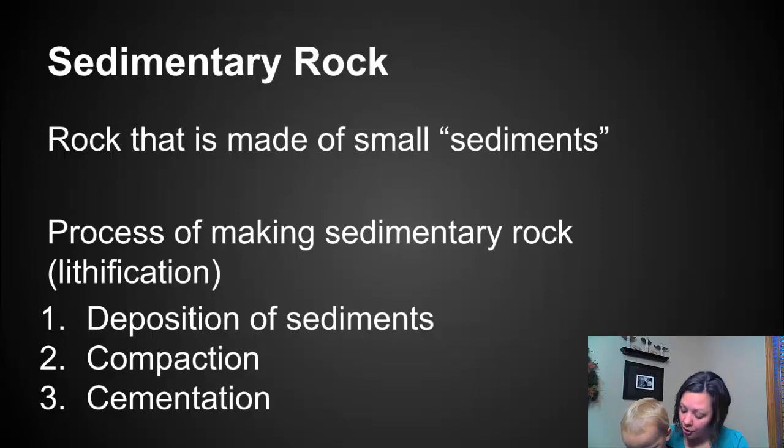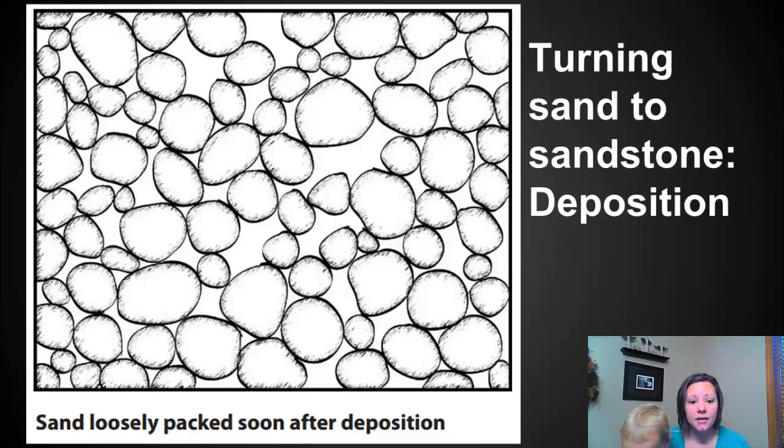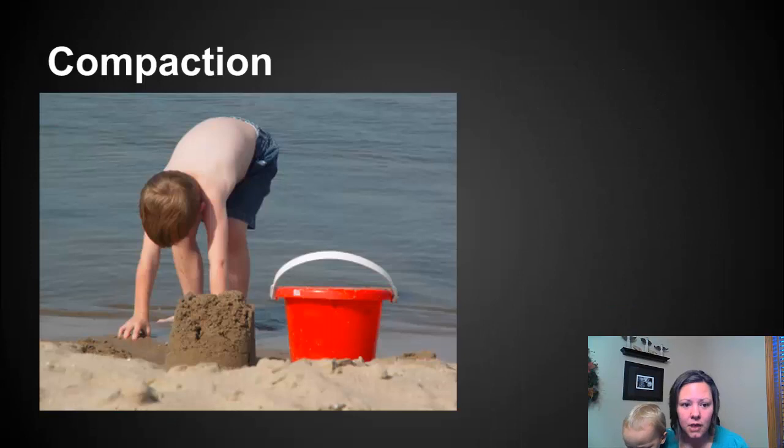So here we have a basin like an ocean or a lake, and the sediment gets deposited into that ocean or that lake. Then over time, it gets compacted and then cemented together. And that's the process of how to make sedimentary rock. So sand being deposited, you'll see there's lots of space between the sand after it's been put into a basin. Our next step is compaction. Most of you have most likely played in a sandbox before, so you have the idea of what compaction is.